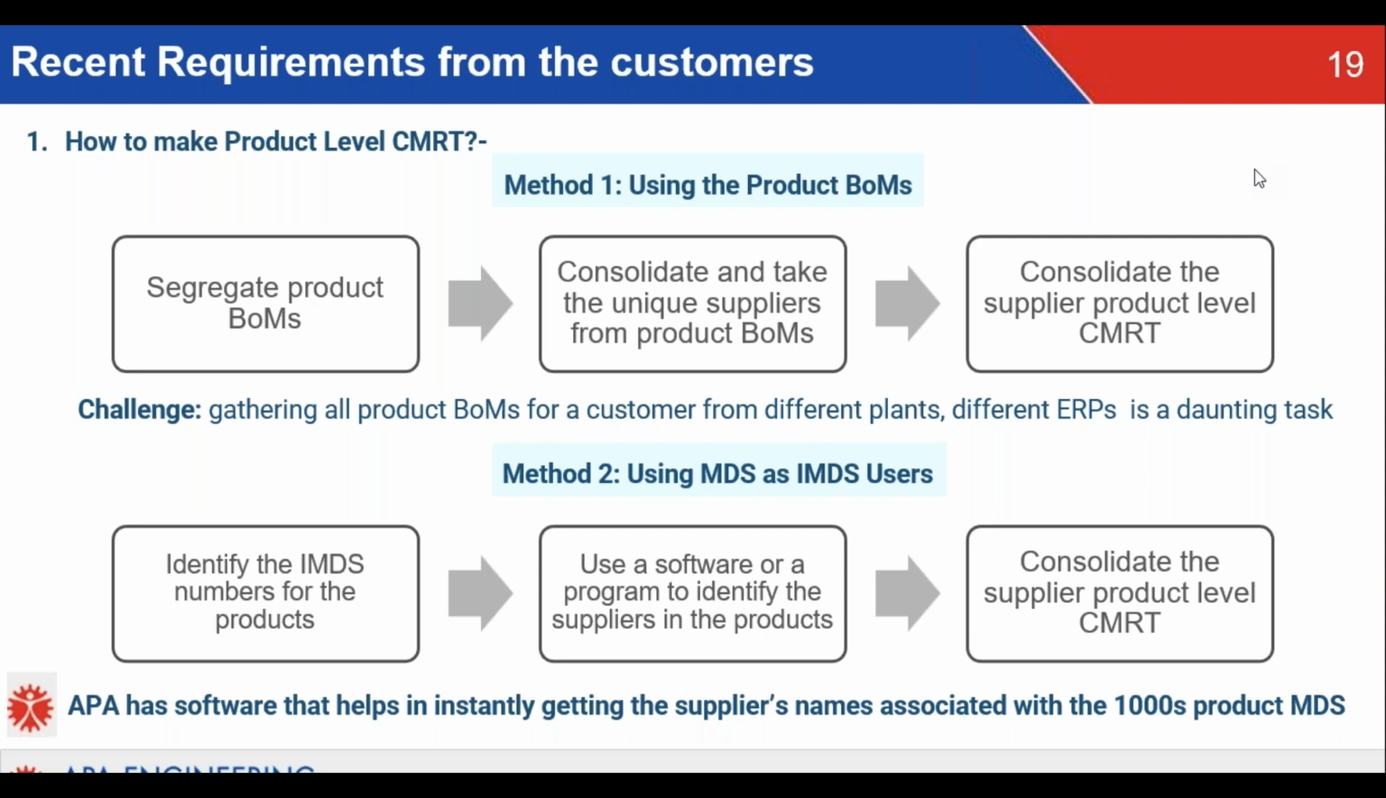And then you also specifically have to use, you can't do this manually in case you have a huge number of components lying there, you have to use a software or a program to identify the suppliers for your respective products. And then finally comes the consolidation. The consolidation part is common in these two methods. And we are also happy to say that we have a software which will help get you the supplier's name based on the product MDS. So I'm moving over to the next slide.